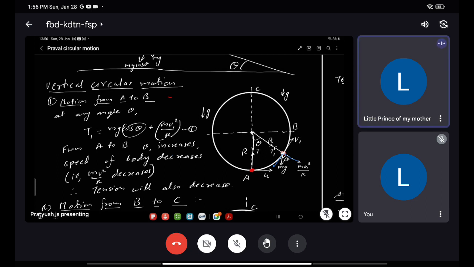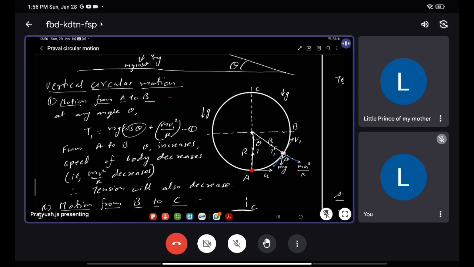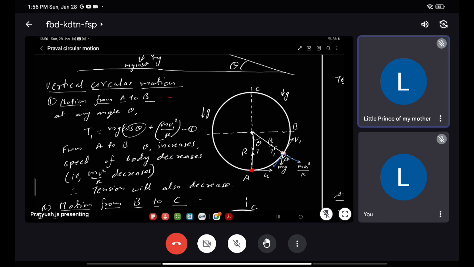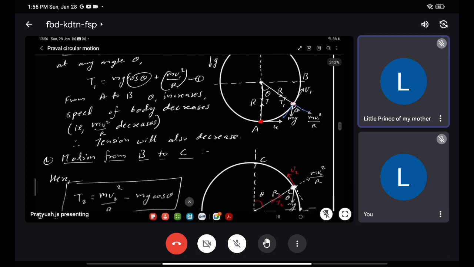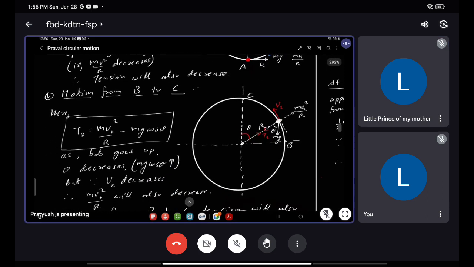Yes, taken down, sir. Next is when the motion is from B to C, meaning one-fourth circle is covered and now it's going to reach the top.